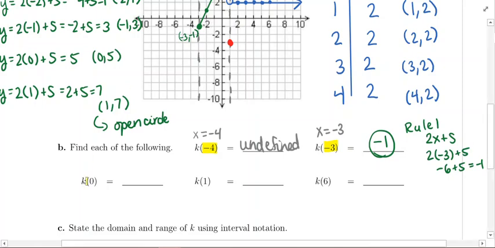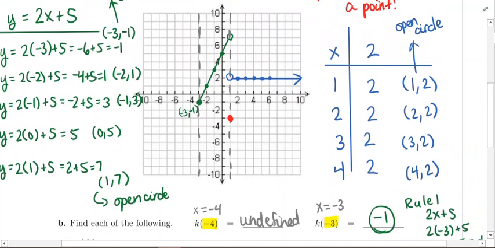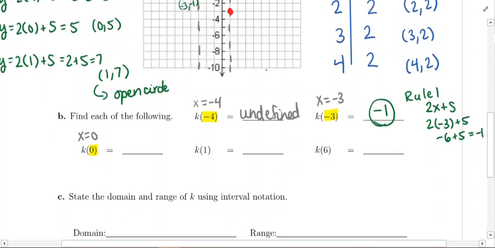k of 0 is next. So here, x is 0. If we go to our graph, we're going to find where x equals 0. If you look at my cursor, here's where x equals 0. We're going to go up to the point on the curve. The point on the curve here is (0, 5). So that tells us that if x is 0, y is 5. So the answer here is going to be 5.